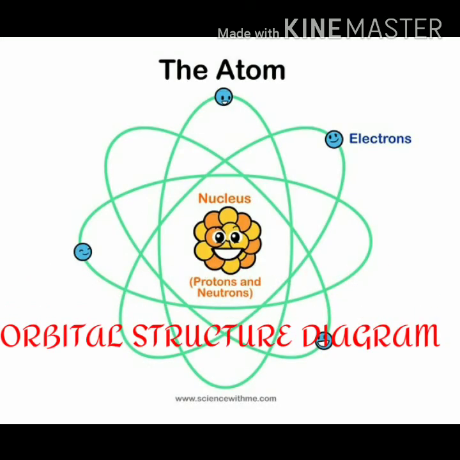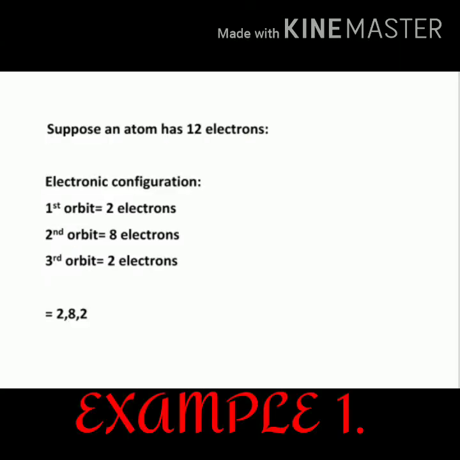We learned how to calculate the electronic configuration. Now we will learn how to draw this electronic configuration. We call it the orbital structure diagram. So once we calculate the electronic configuration, we have to draw the orbital structure diagram. So listen carefully how you are going to draw it. To learn how to draw the orbital structure diagram, let's go back to example number 1.